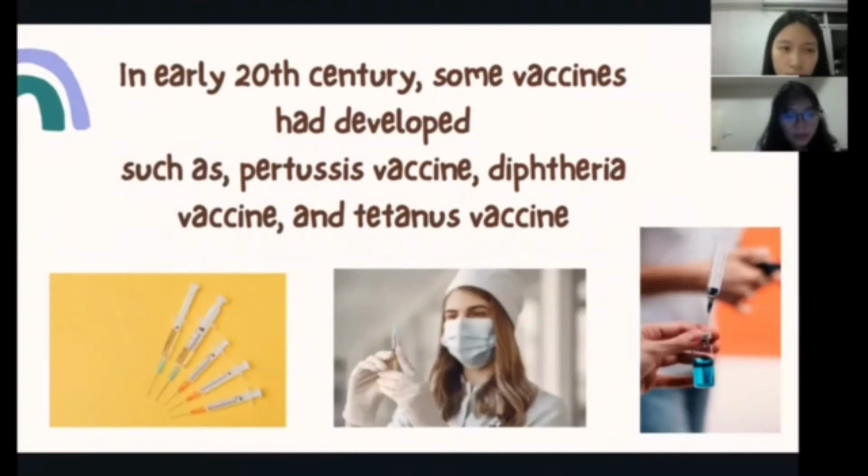The next routine vaccines were developed in the 20th century. These include vaccines that protect against pertussis, diphtheria, and tetanus. These three vaccines were combined in 1948 and given as the DTP vaccine.